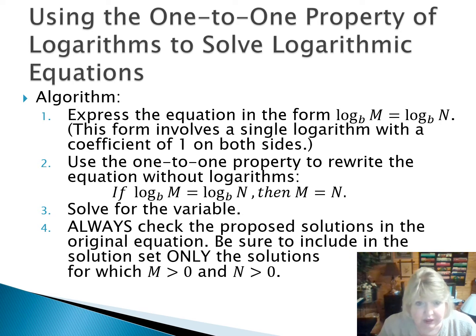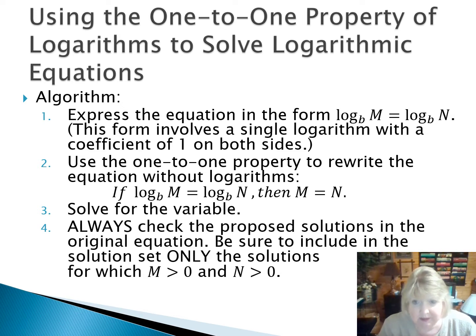Now let me stress that this form, using the one-to-one property, involves that we have to have a single logarithm with a coefficient of 1 on both sides. That's the only time I can use this. Then we're going to use the one-to-one property.